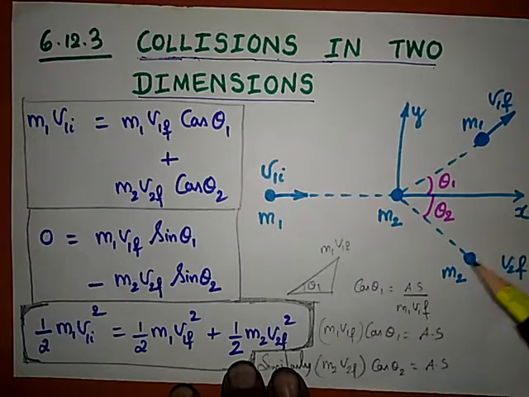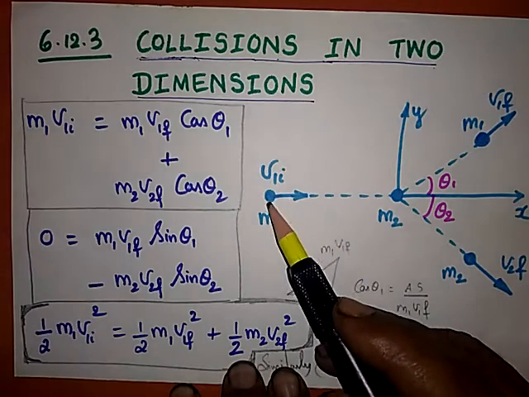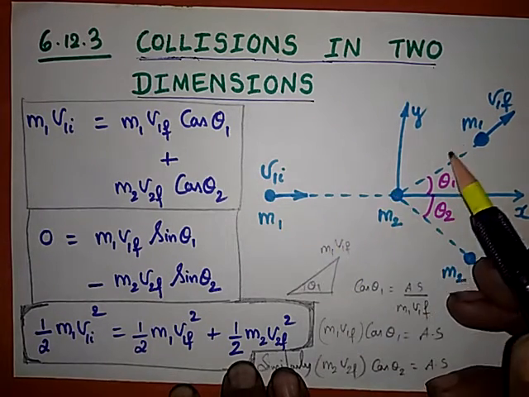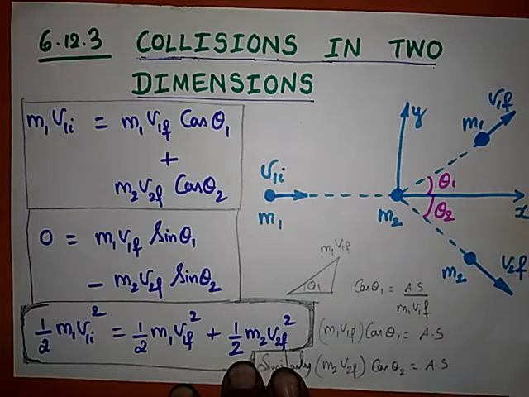This kind of situation you might have seen in a carom board, where this is the striker and this is the coin. When the striker hits, the striker may go in this direction and the coin may go in this direction.